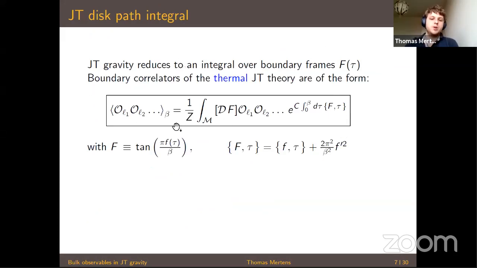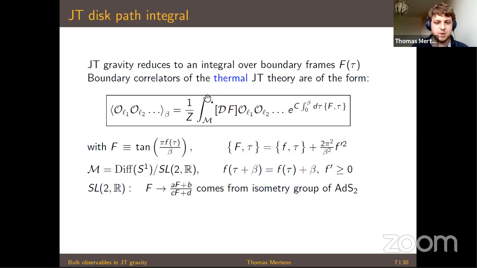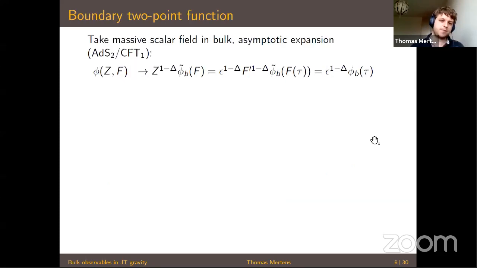Okay, so we decided that we wanted to compute this kind of path integral. I explained to you what the integration space is. So now the main question is what kind of operator we should actually insert in this kind of expression. For inspiration, let's first consider a massive scalar field in the bulk of AdS2 and consider its asymptotic expansion.